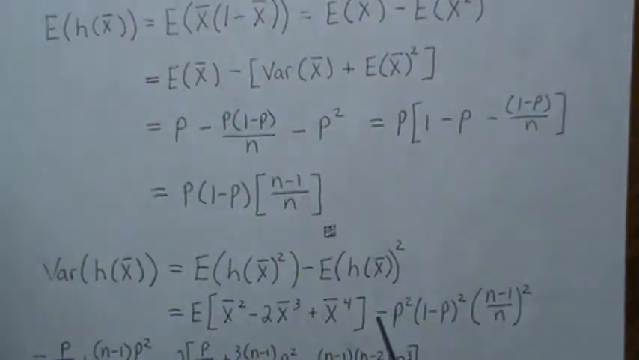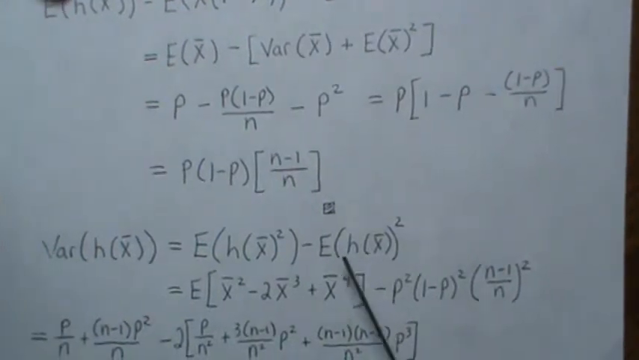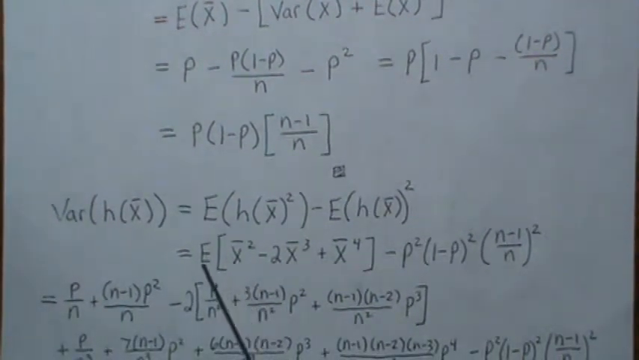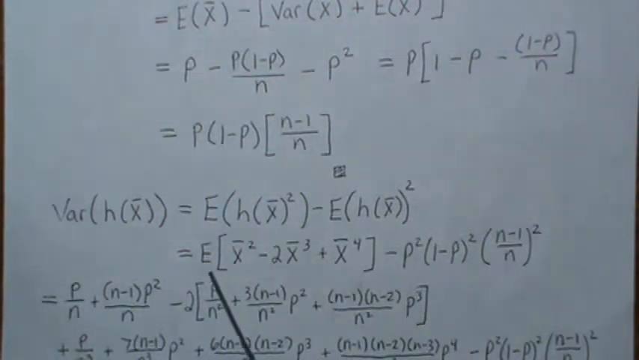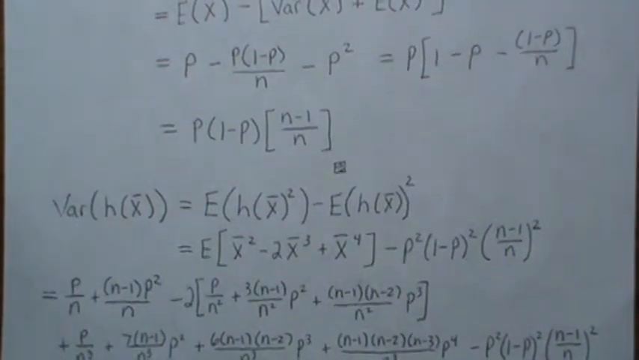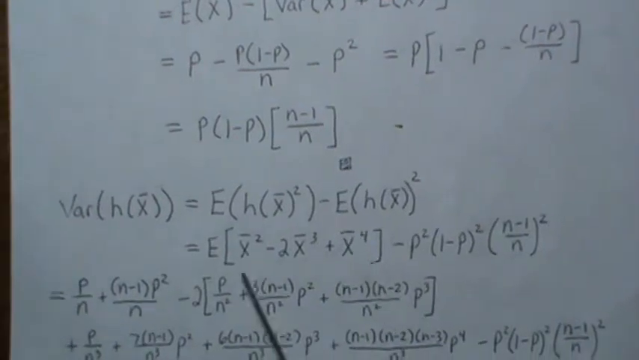Now let's evaluate this to find the exact variance. And this is a little bit ugly, so I created another video that evaluates the expected value of x bar squared, the expected value of x bar cubed, the expected value of x bar to the fourth. I call it the first 4 moments of the sample mean when x is a Bernoulli. And I'll again put a link to that in the description.